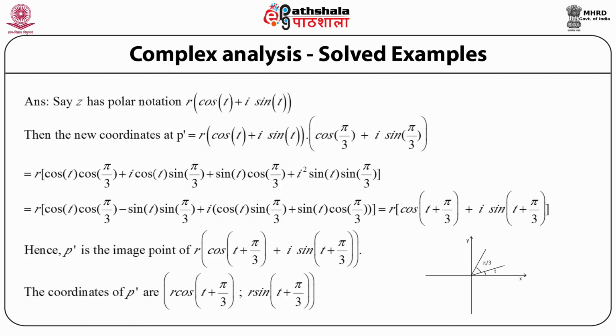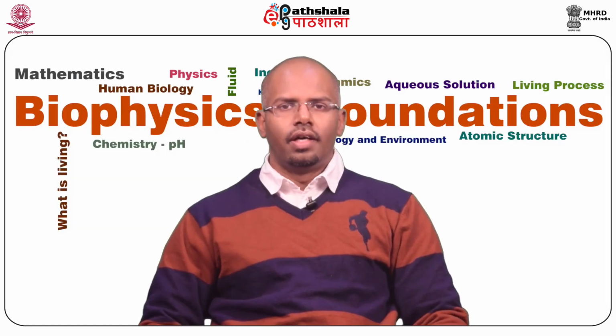So now you know how to do a complex number multiplication. If you perform the multiplication, at the end of the day you will see that P dash will just be r times cos of theta plus pi by 3 plus i times sin of theta plus pi by 3. In other words, what we are trying to say is, if you are going to rotate a complex number, you just have to add the argument to the existing angle, and so it's very simple and straightforward.